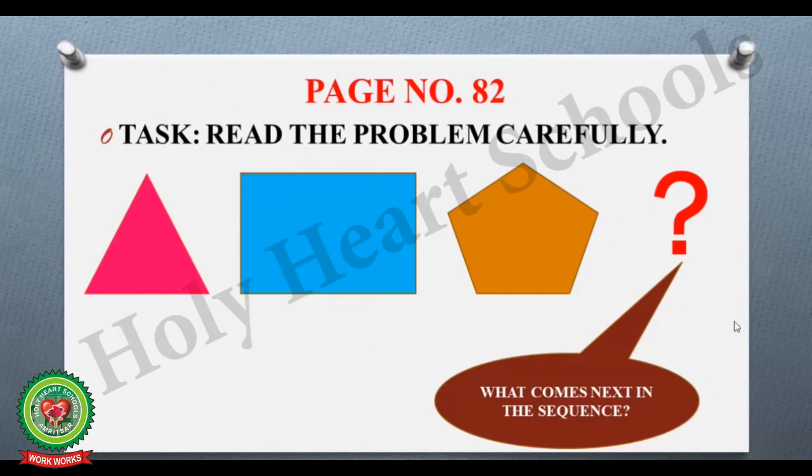For example, look at your book at page number 82. There, an example is given to solve the steps using logical thinking. Here you can see the first step, task, is to read the problem carefully. Here you can see different shapes on your screen and the last shape is missing. First of all, we need to observe what comes next in the sequence.